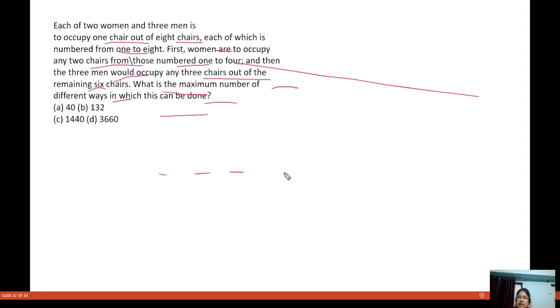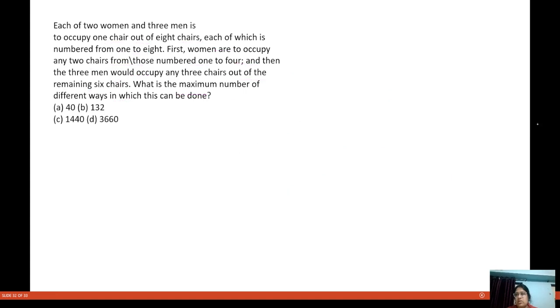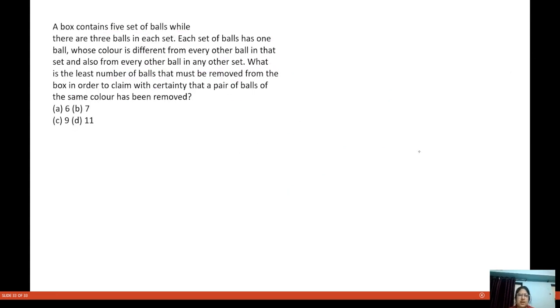So, 1, 2, 3, 4, 5, 6, 7, 8 places we are having. Women will have to fill from these 1 2 3 4 only, and then the 6 chairs are left, so men can choose from any of those chairs. So this is the right solution of the question. We'll see the solution further.